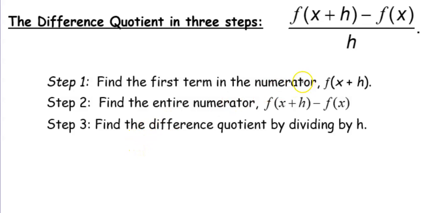Okay, so how's that going to work? Well, first off, we're going to figure out what this f of x plus h is. Then we're going to take that f of x plus h, and we're going to subtract our initial f of x, and then we're going to divide that answer by h. Okay.